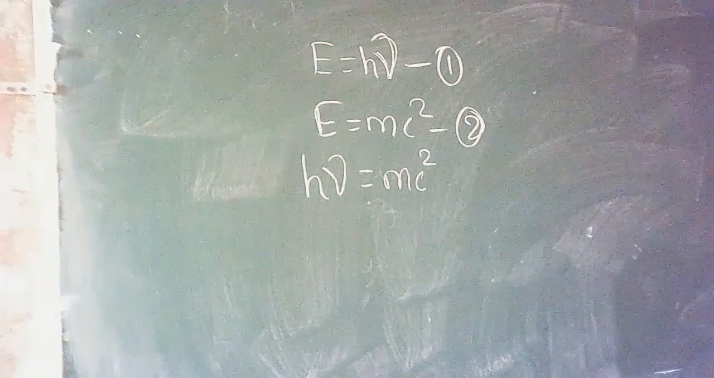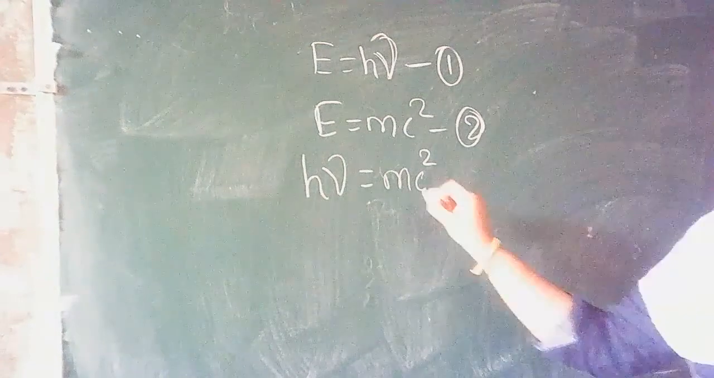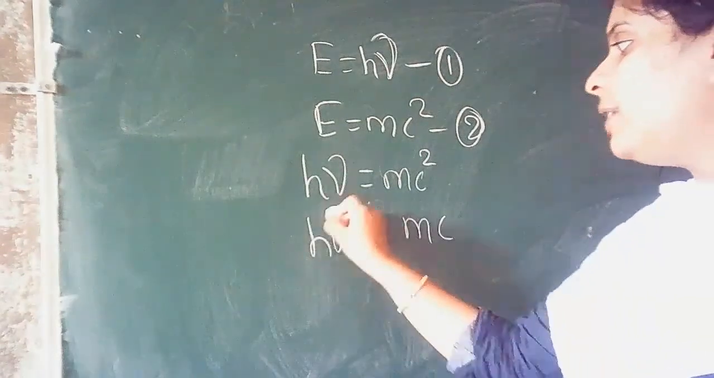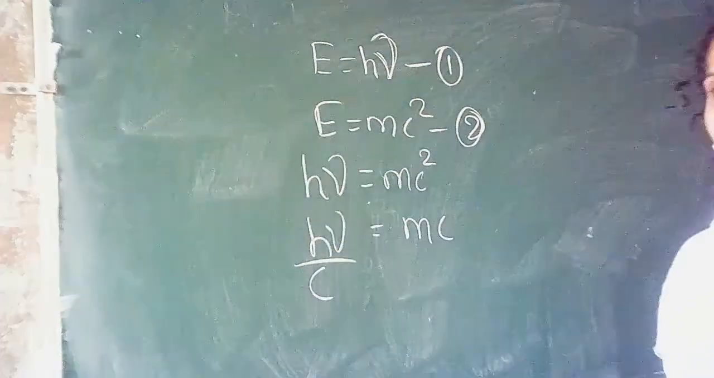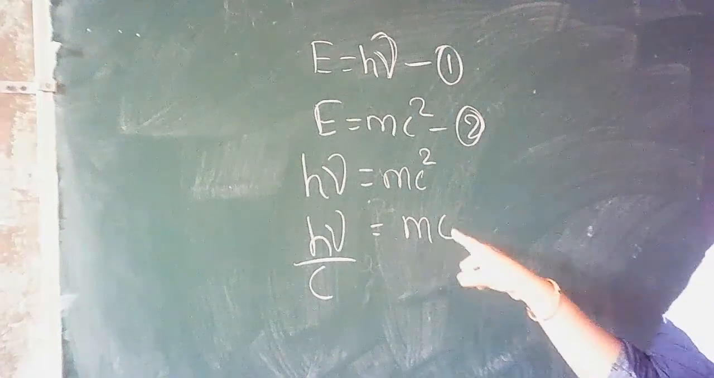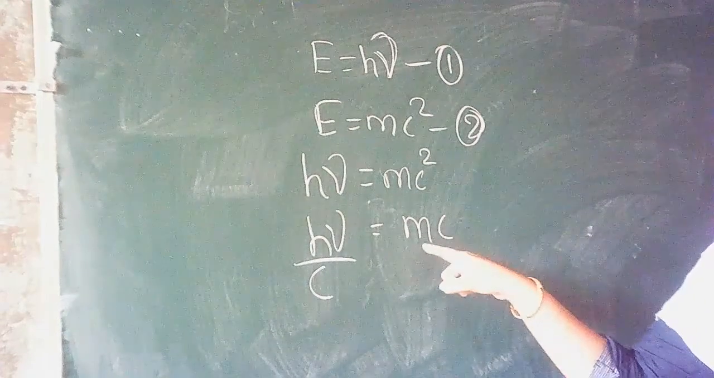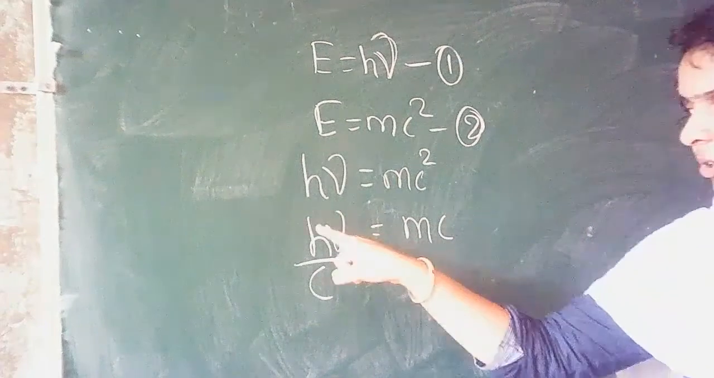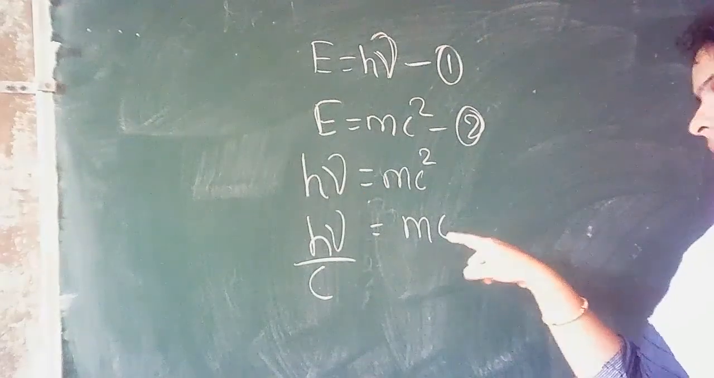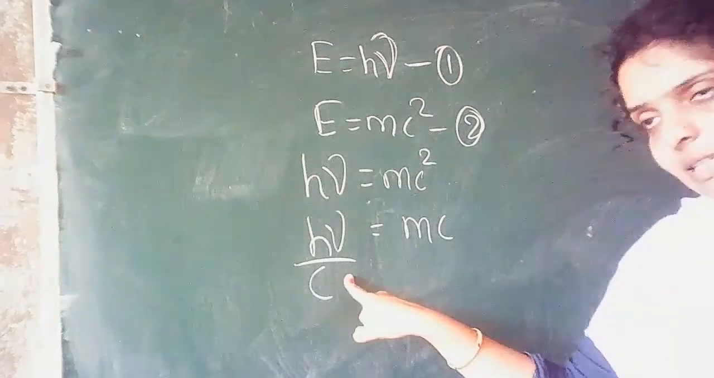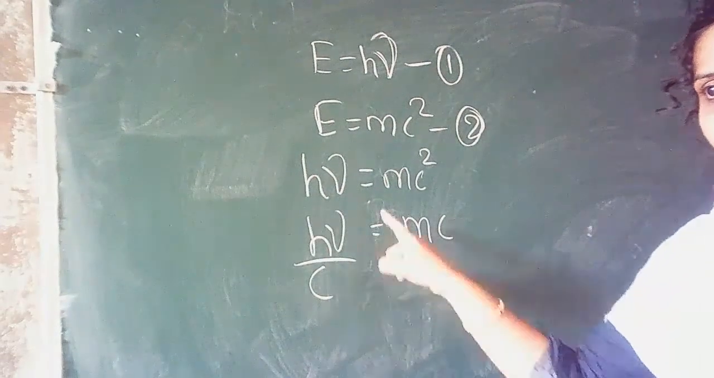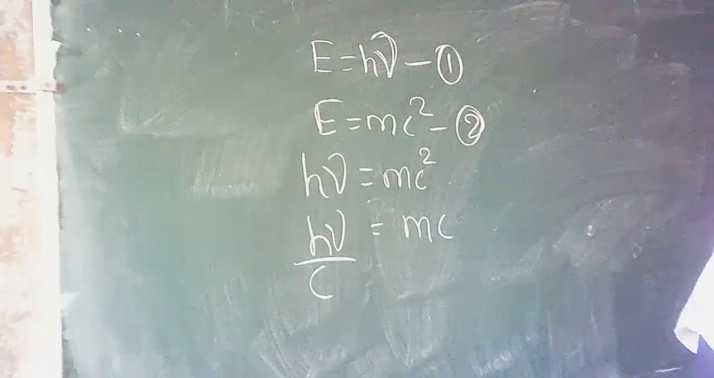Therefore, what you can write here? I'll write it as mc is equal to h nu divided by c. Check the steps, what I did here. We have c square, so instead of writing mc square, I write it as mc which is equal to h nu divided by c. The c square here I have split as c into c, and one c is taken below, so it becomes h nu divided by c. Is it right? So this is one point.